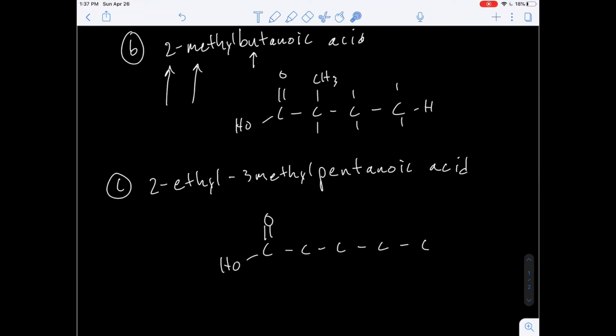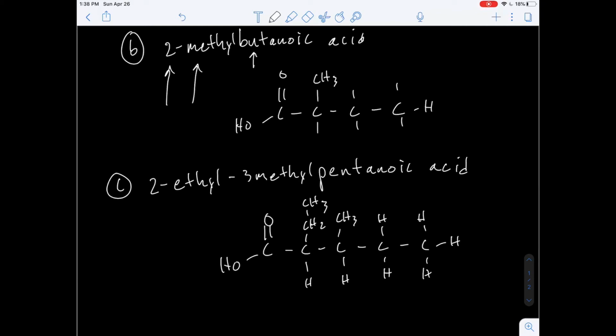Now we look at the substituents. At the 2 position, we have an ethyl group. So that's right here. Ethyl is CH2, CH3. You notice I'm arbitrarily drawing these on the top. You could draw these down this way, CH2, etc. And then at the 3 position, we have a methyl group. So right here, CH3. And again, the rest will be hydrogens where all those lines are. So H, etc.